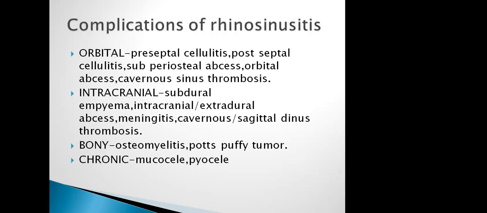If the patient is having acute exacerbation in chronic rhinosinusitis, antibiotics can be used. Saline irrigation, nasal dousing also has to be continued. These are the complications of rhinosinusitis: orbital, intracranial, bony, and chronic complications like mucocele and pyocele can occur.